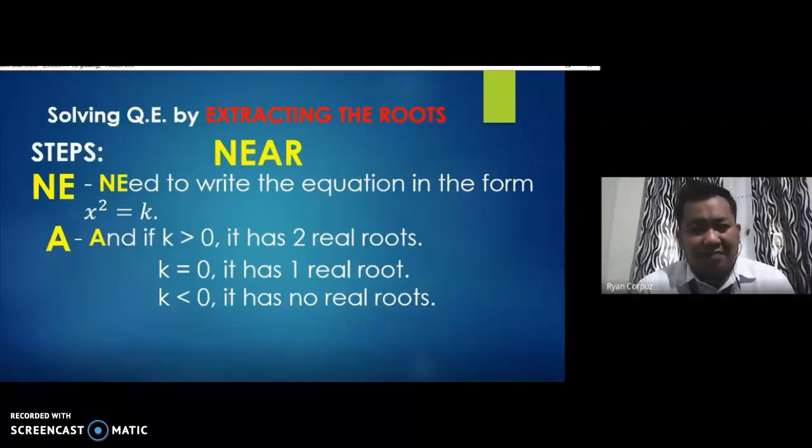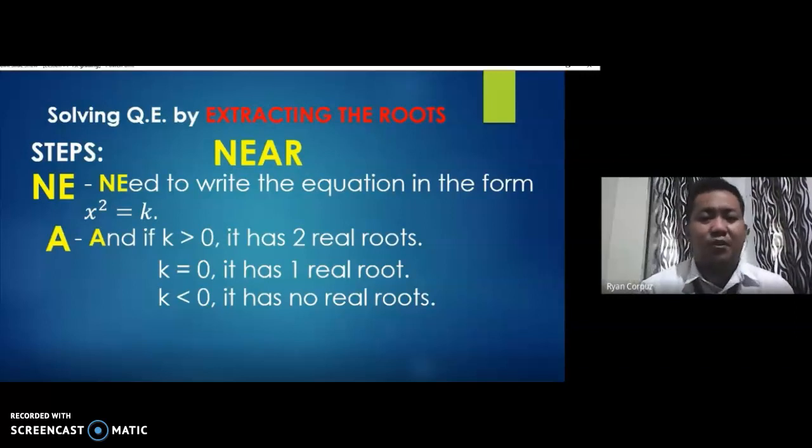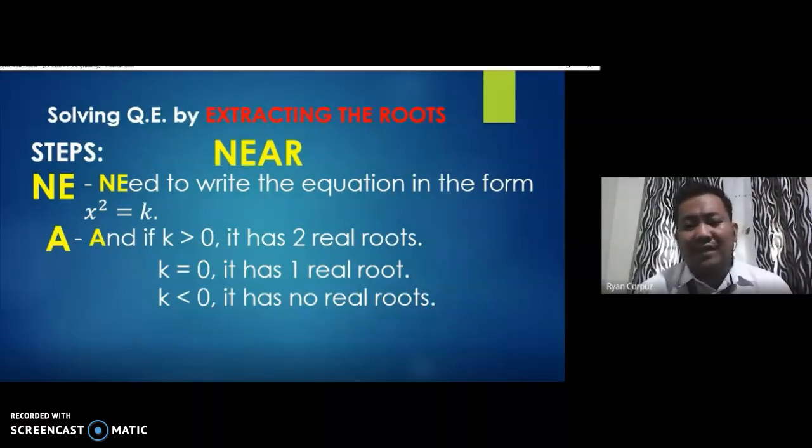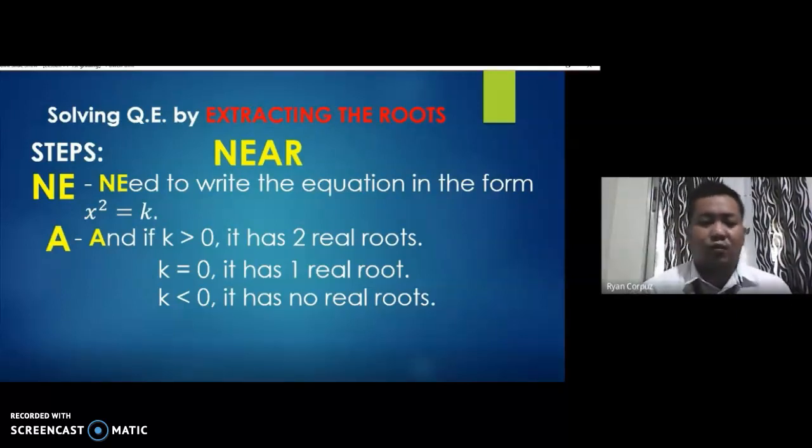Since we are not yet dealing with imaginary numbers, if we encounter an equation whose k is less than 0 and we're going to solve it by extracting the roots, the answer there is undefined.